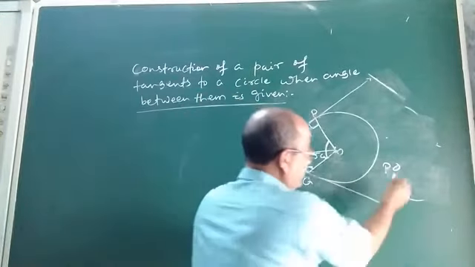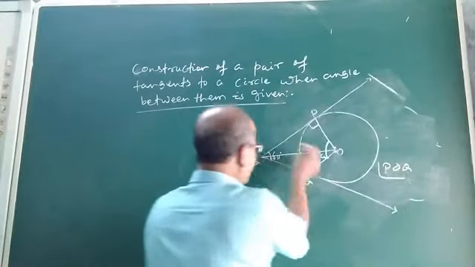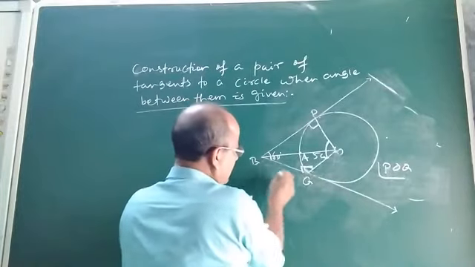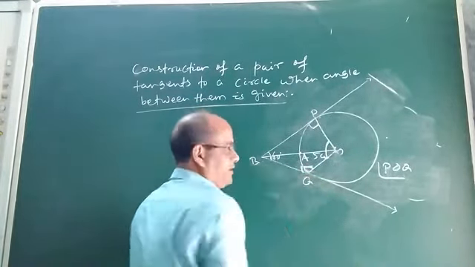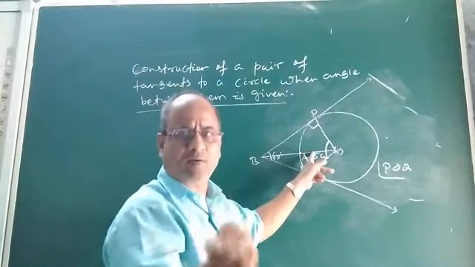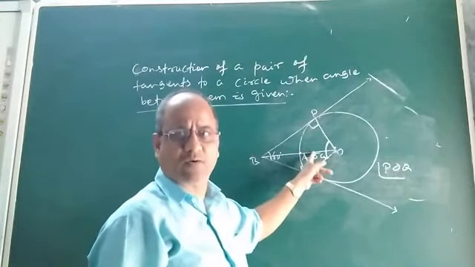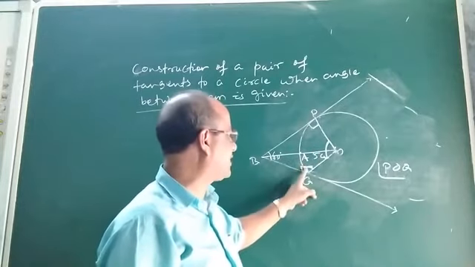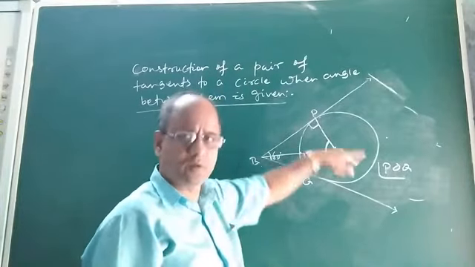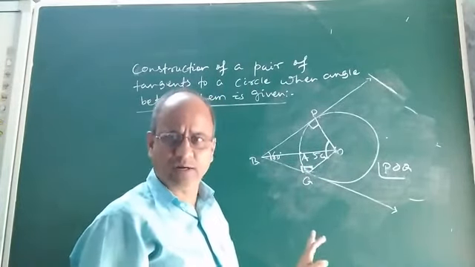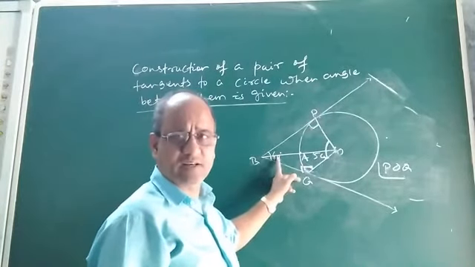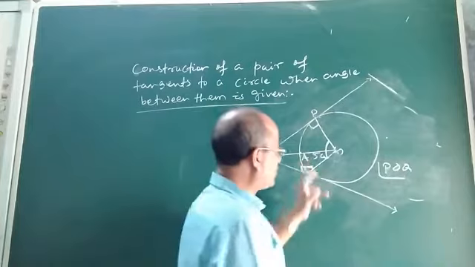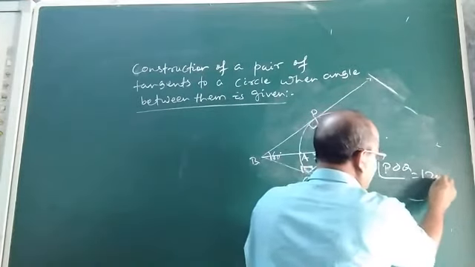Angle POQ, you can easily find because this is a quadrilateral. Look at OQBP, or OQDP, it is what? It is a quadrilateral, and the sum of the four angles in a quadrilateral is 360 degrees. So if three angles are given, 90, 90 and 60, the fourth angle can easily be calculated. 90 plus 90 is 180, 180 plus 60 is 240. So no doubt angle POQ will be 120 degrees.